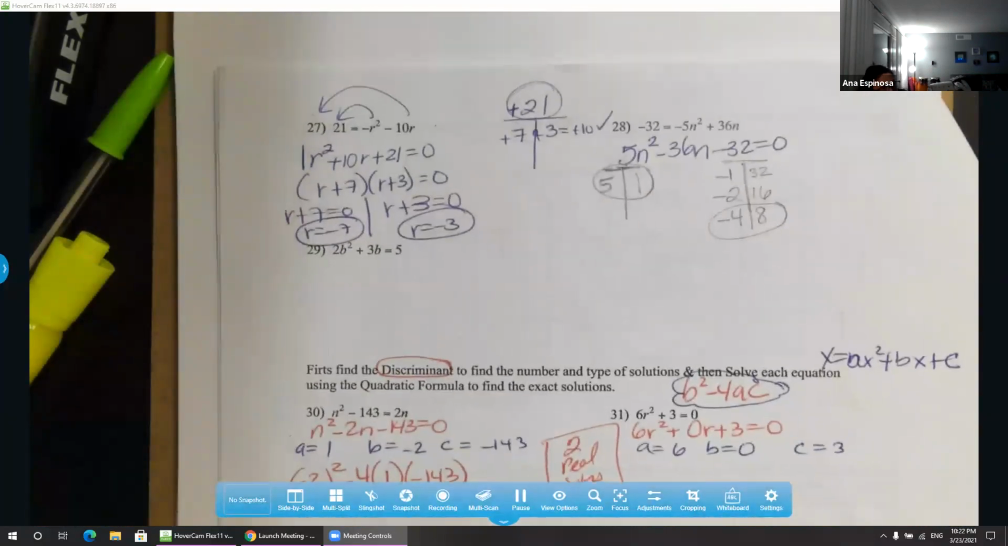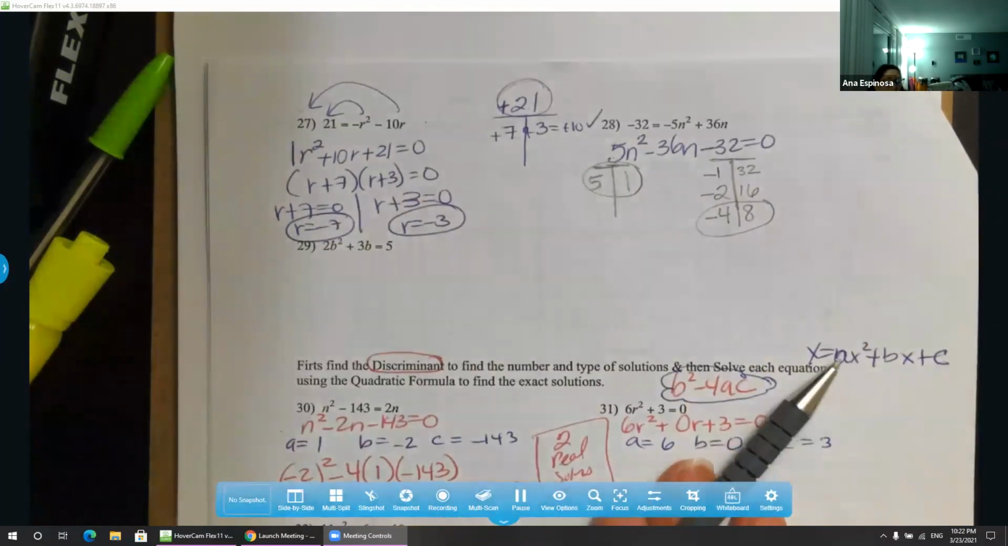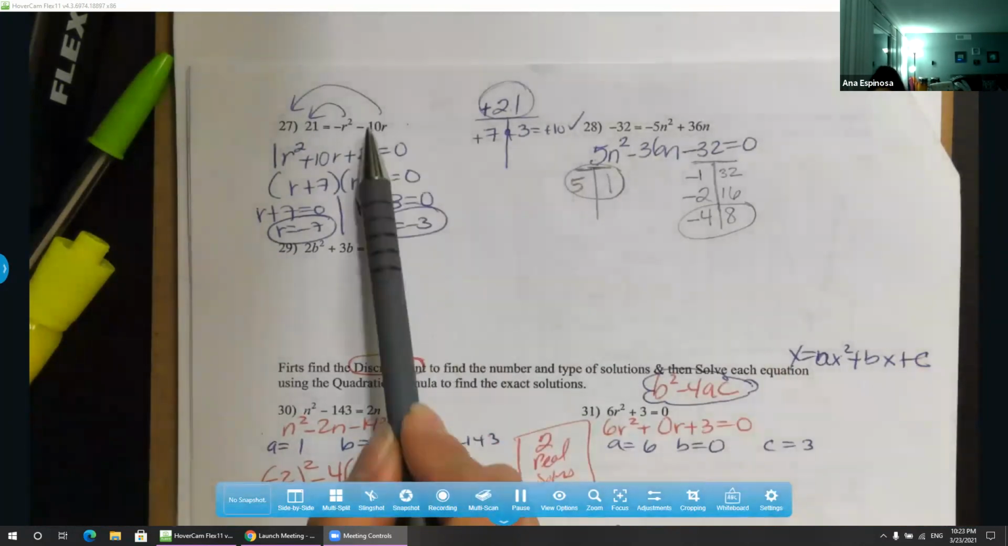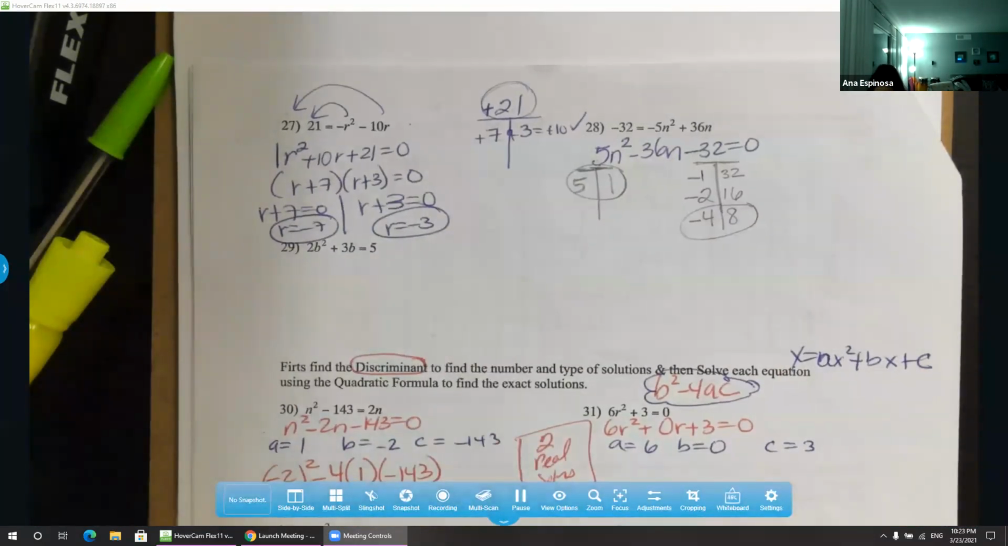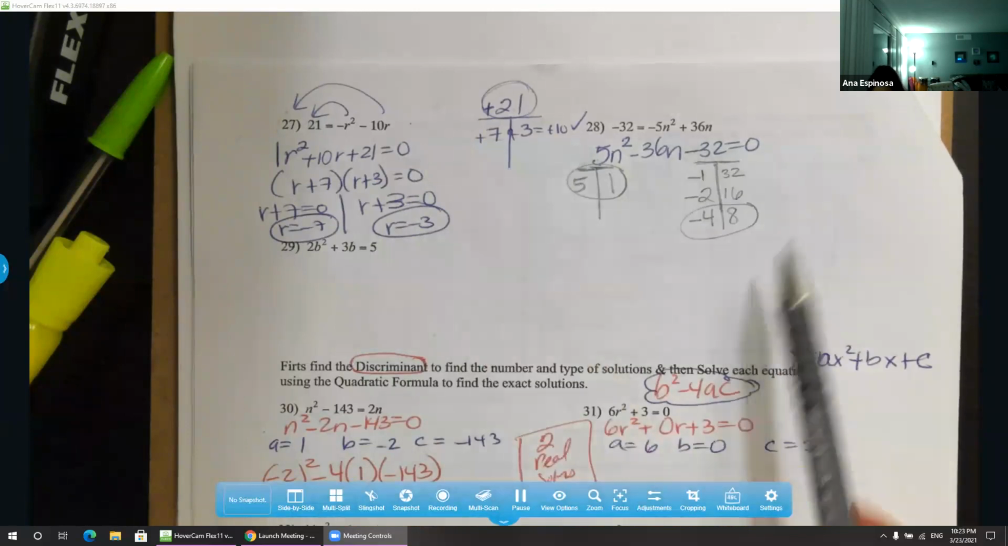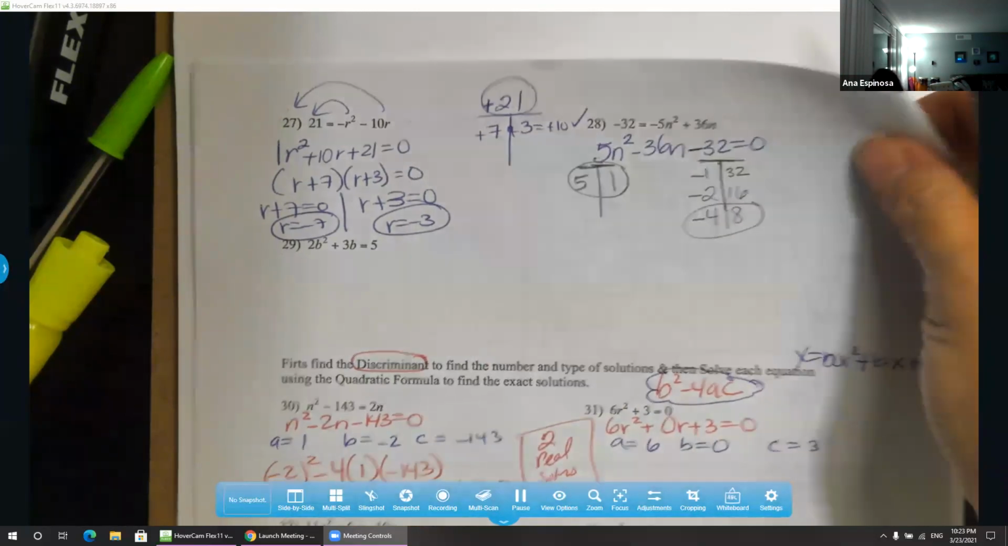All right, here is another one. So I'm going to send a copy of this, and I'm just going to briefly go over it. Set it to 0, factor, solve. Set it to 0, factor, solve. This one I didn't finish, but you got the idea.